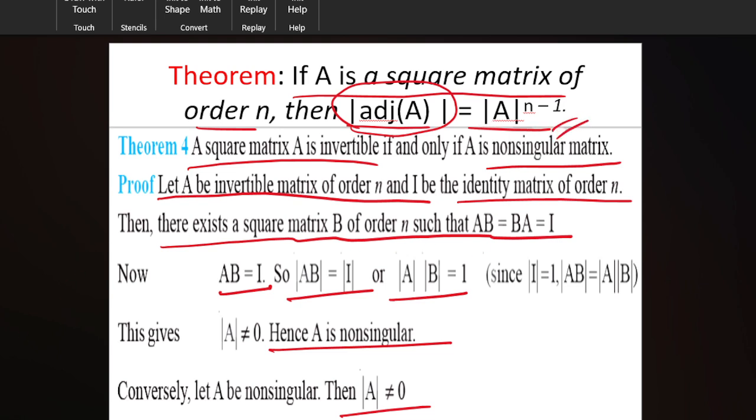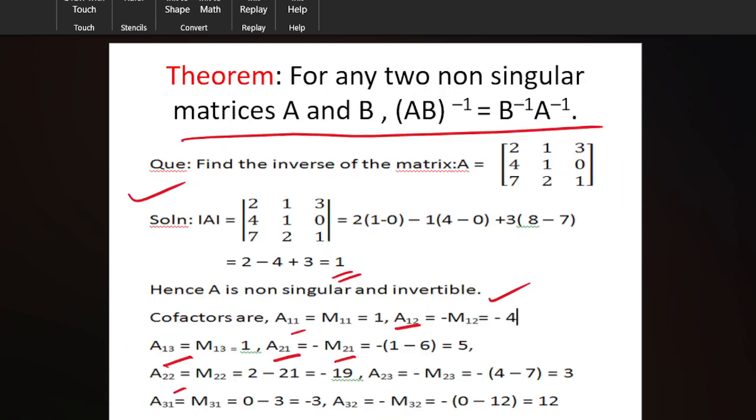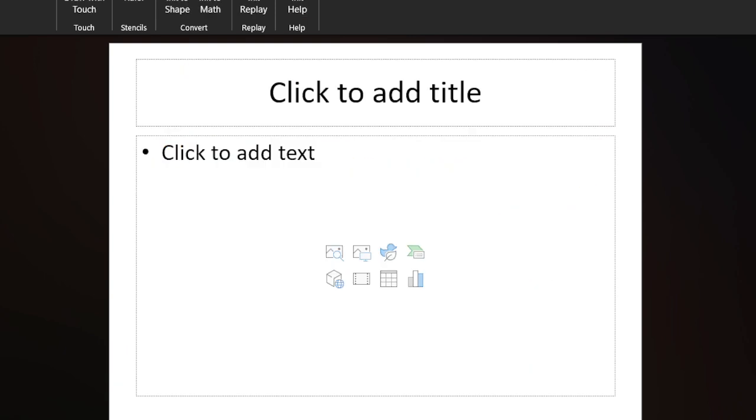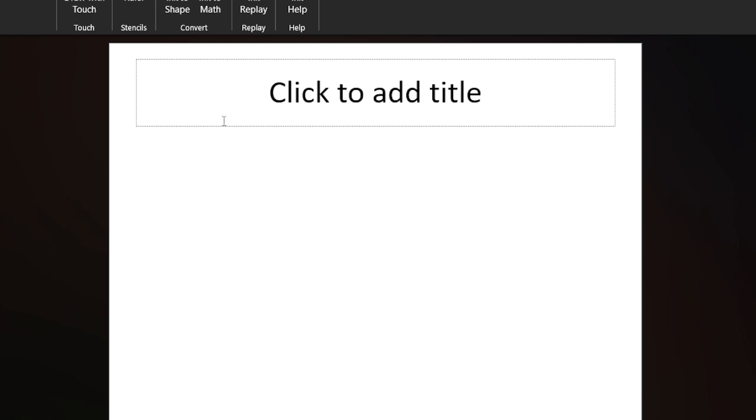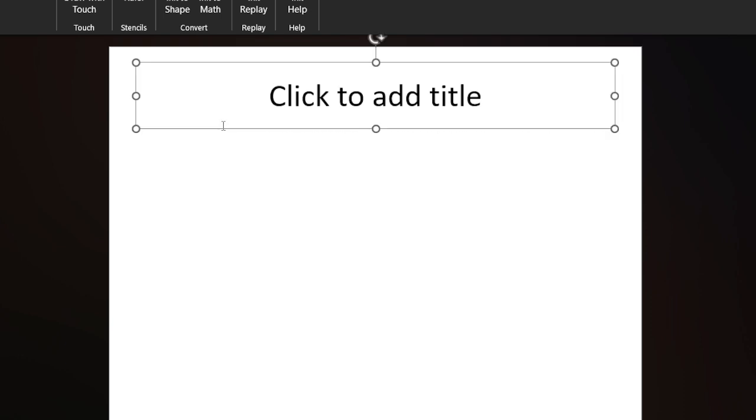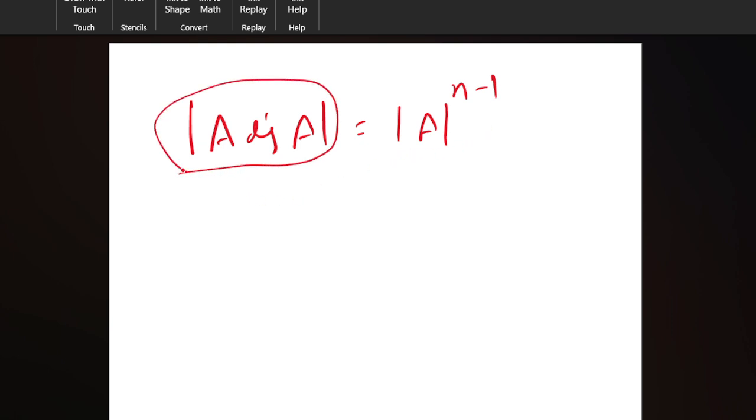In this term we can see three unknown quantities. What are the unknown quantities? Determinant of adjoint of A equals determinant of A power n minus 1. So the three unknown quantities are: one is determinant of adjoint of A, one is determinant of A, and one is n. Therefore, if any two quantities are given, you can find the third one.